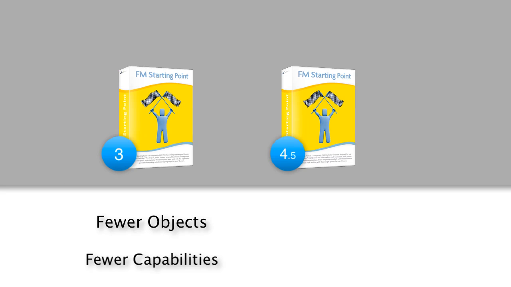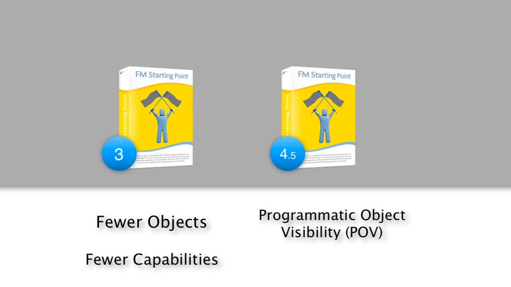There's the hidden object attributes that we can talk about. FileMaker calls that the POV, or programmatic object visibility, but the ability to hide objects. There's all sorts of new things that can be applied at the layout level. So there's all sorts of things that are potentially hidden in here.